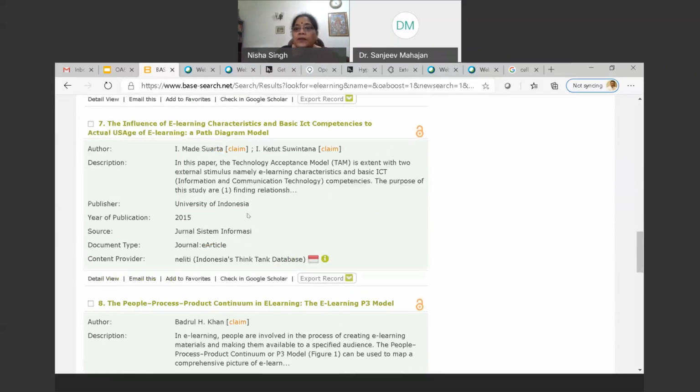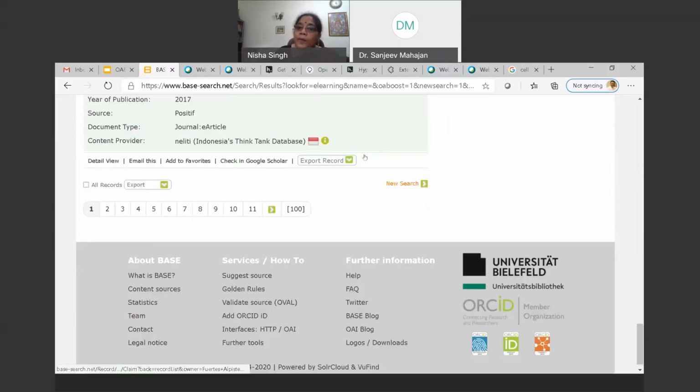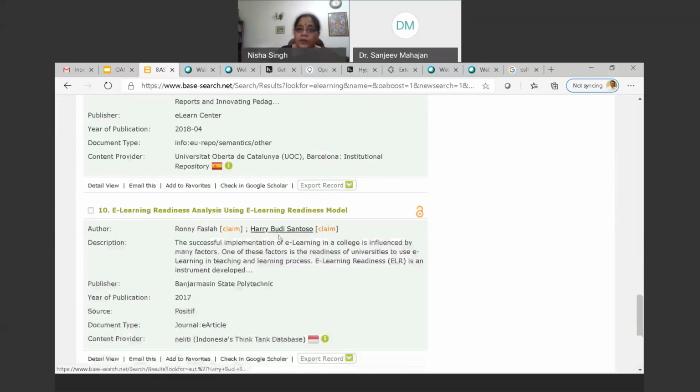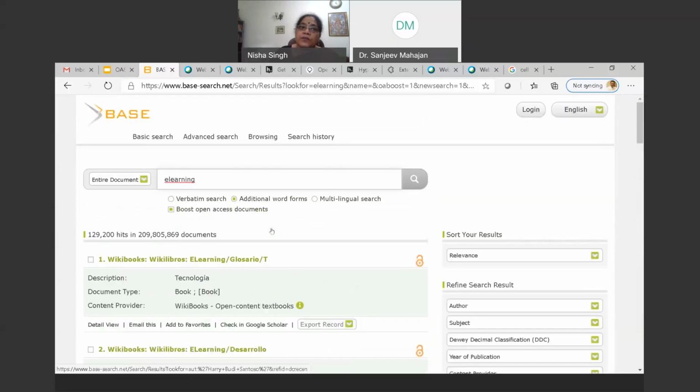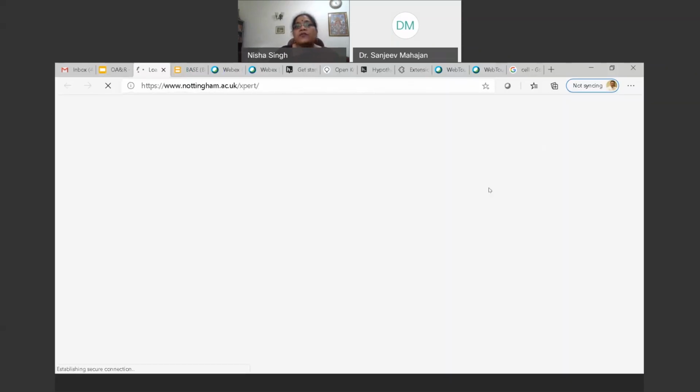See, so many resources are there, and can you see this open lock? This is for the open access resources. So this is an initiative by University of Bielefeld, BASE, Bielefeld Academic Search Engine. Similarly, if I see EXPERT, this is by University of Nottingham in United Kingdom.